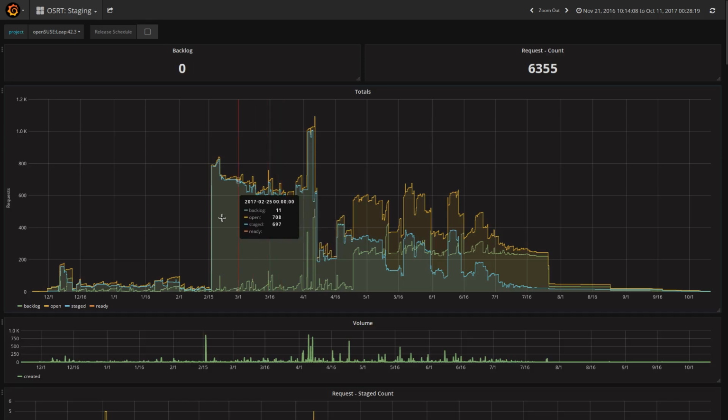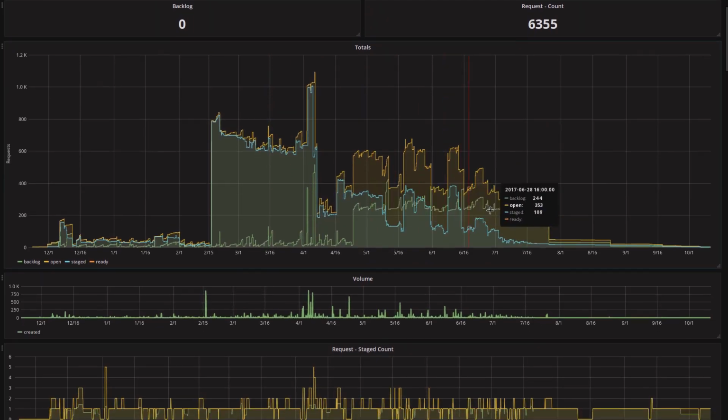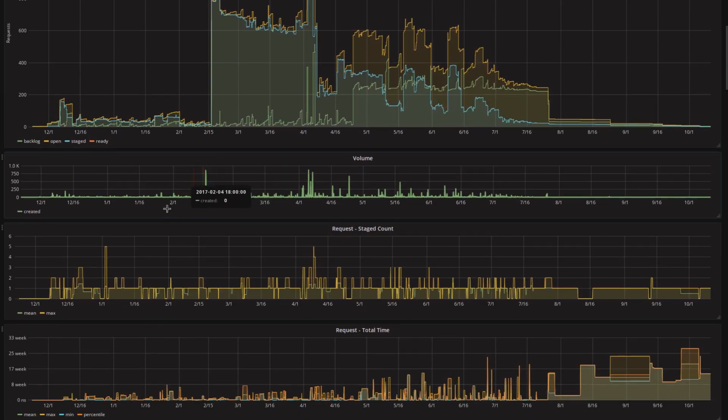As we can see, a bunch were staged. There are probably issues with them that needed to be resolved. But you can get an idea of the overview of things.